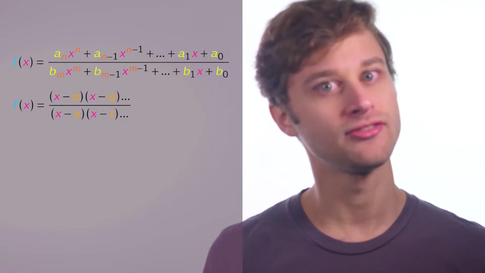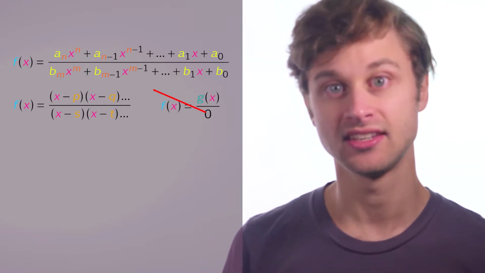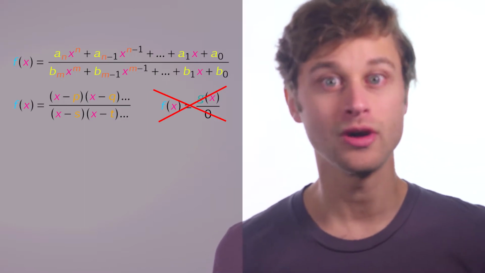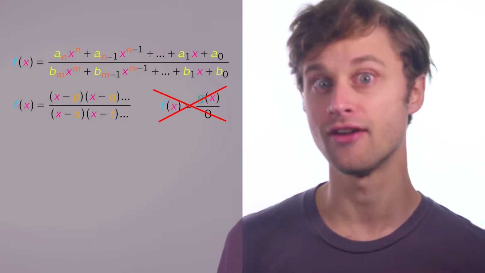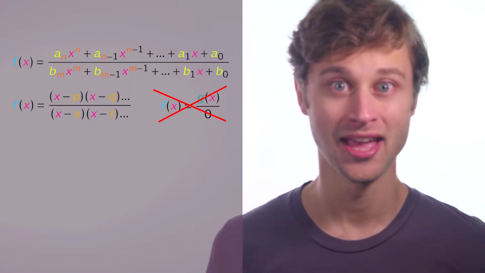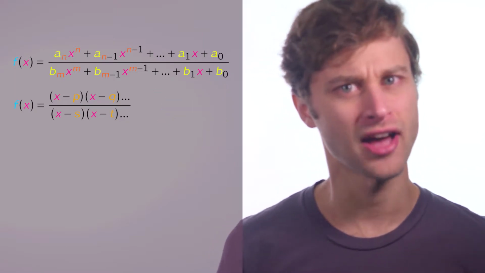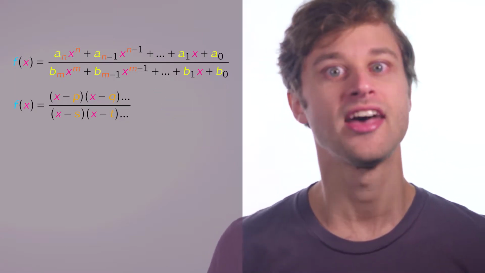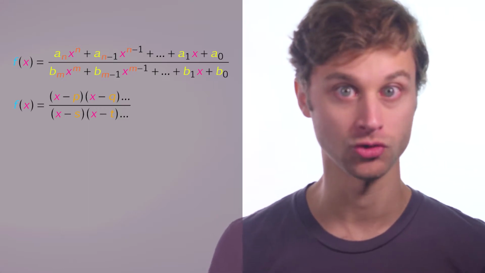Once we have that factorization, we can move on to finding vertical asymptotes and holes. Remember that we can't divide by 0. That's an undefined value. So if the denominator of this rational function ever becomes 0, then we don't have a defined value for this function. That's where our vertical asymptotes will be.